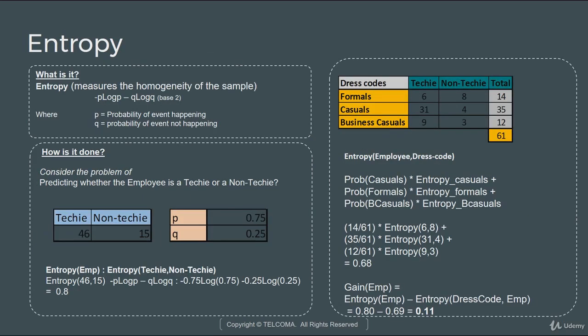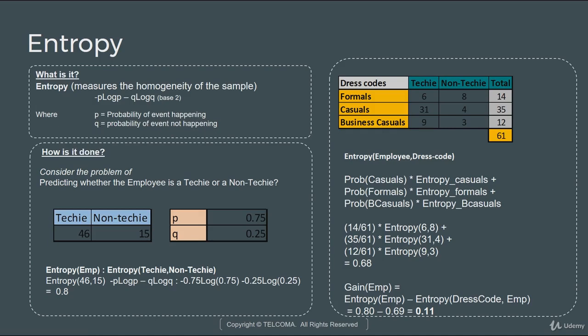So let's introduce a term called entropy. Entropy is the measure of homogeneity; it measures the homogeneity of a sample. It can be defined by the formula: minus p log p minus q log q, to the base 2, where p is the probability of an event happening and q stands for the probability of an event not happening. So q would be nothing but 1 minus p.